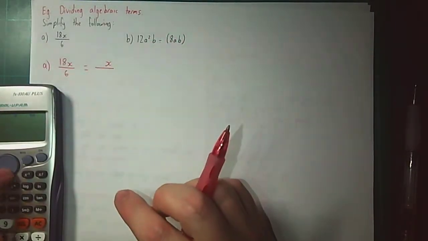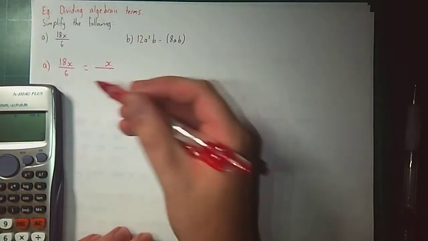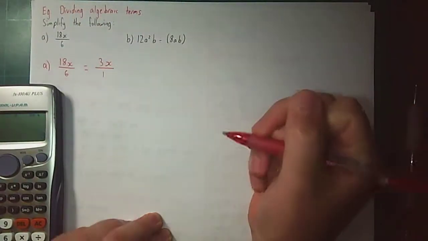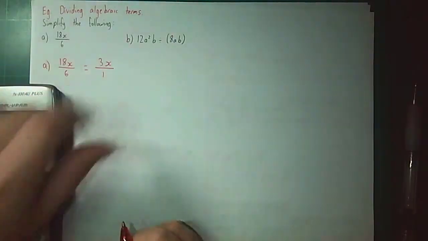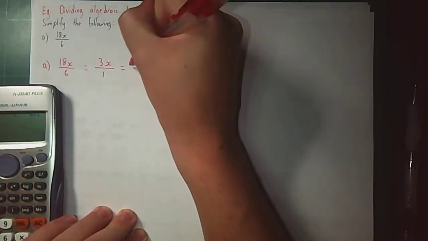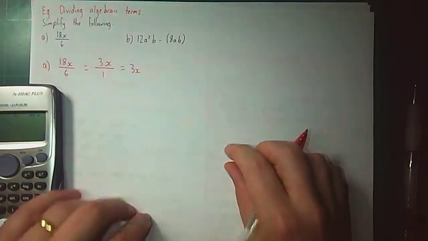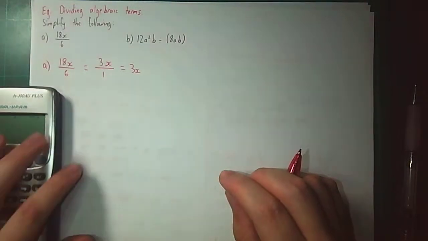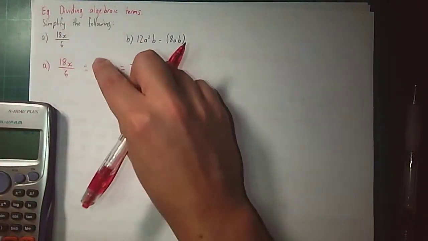So we've got 18 over 6. That's going to be 3. So when we're writing that as a fraction, that's going to be 3 up the top and 1 on the bottom, because we know that 3 divided by 1 is also 3. So that's why it's that way. But we can simplify it again by getting rid of the 1 and just writing it as 3x, because these are equal.